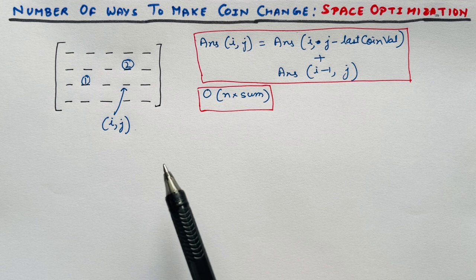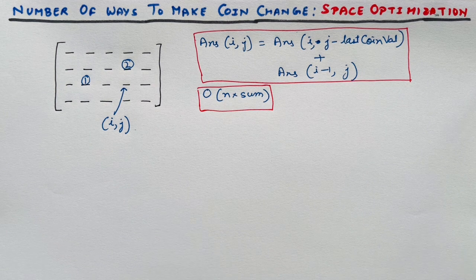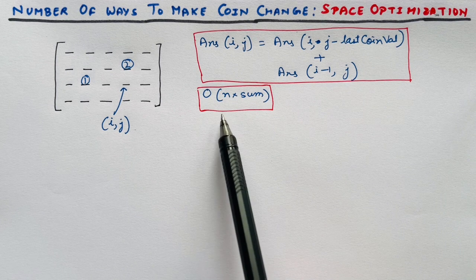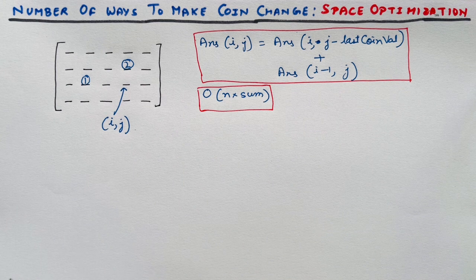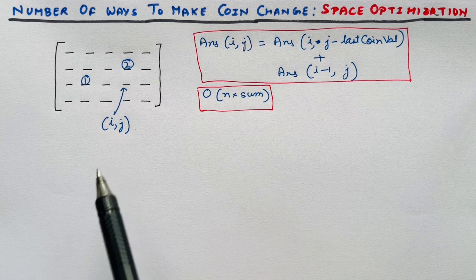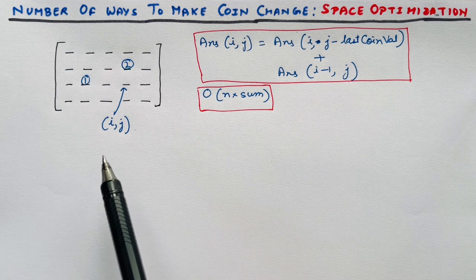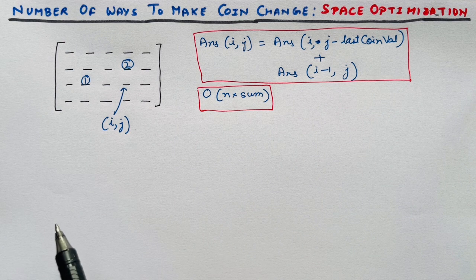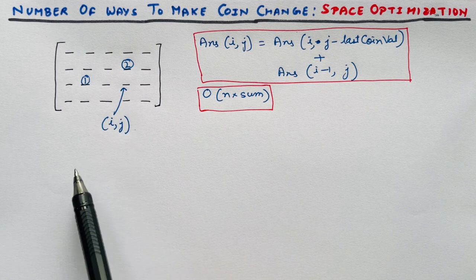Let's see if we can reduce the space complexity, if it is even possible. Our space complexity was big O of n into sum because we were using this matrix. Now let us see whether we need this whole matrix at any point in time in our algorithm. Let us see how we are filling the value at point I, j.